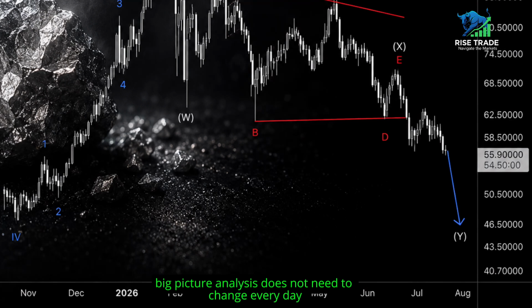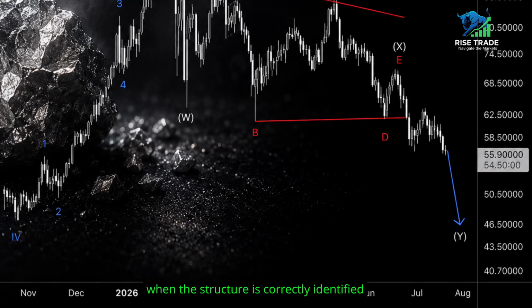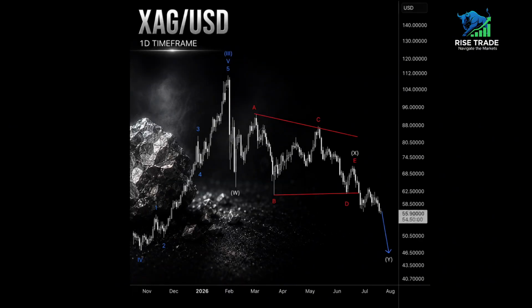Big picture analysis does not need to change every day. When the structure is correctly identified, it can provide direction for the entire week or even the entire month. Silver has already declined from the Wave E region near $74 toward $57. The triangle breakdown remains active, and unless buyers produce a genuine structural reversal, the $44 to $46 zone remains the next major bearish objective in this Elliott Wave scenario. Trade the structure, wait for confirmation, and never allow one temporary price movement to override the broader market picture.